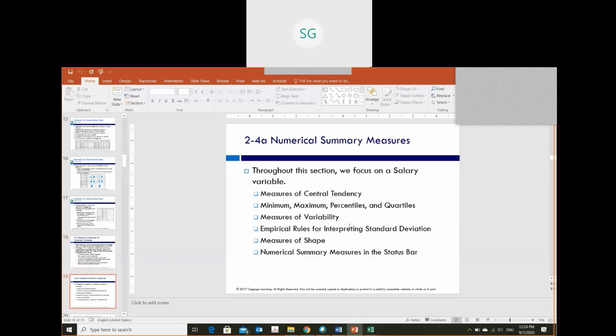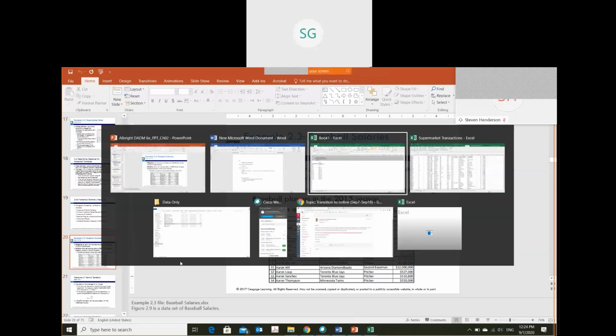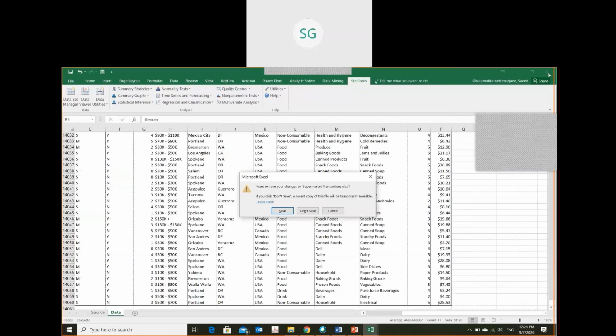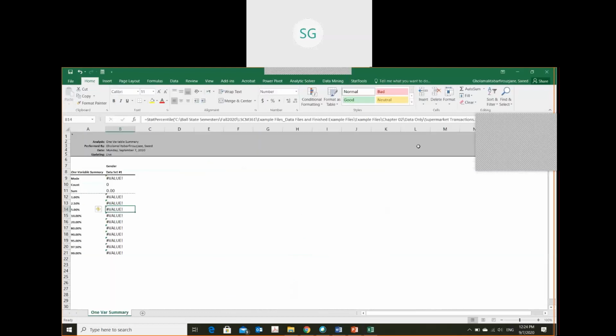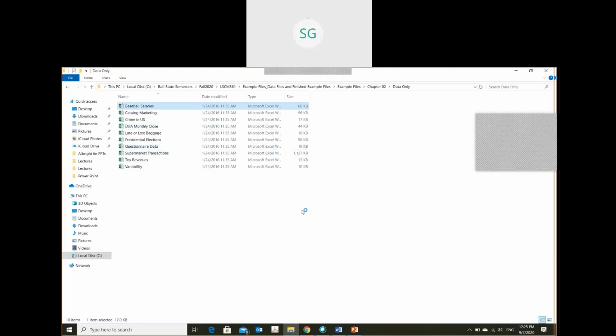So for example, for a salary variable, we want to measure central tendency, minimum, maximum, percentile, measure of variability, empirical rules, and measure of shape, and also some other numerical variable. Now let's go to this baseball salary to see how we can work with numerical data. Let me close this Excel sheet and go to the baseball dataset, baseball salaries.